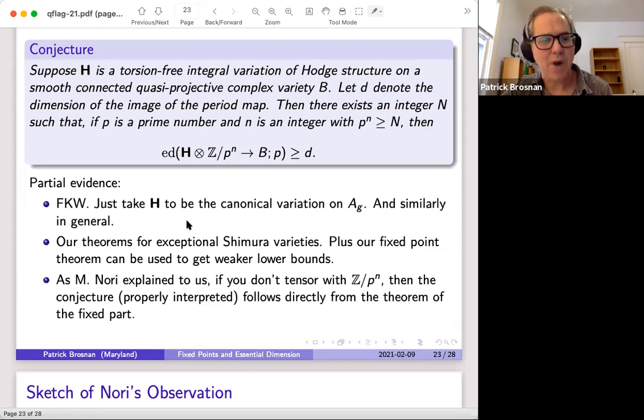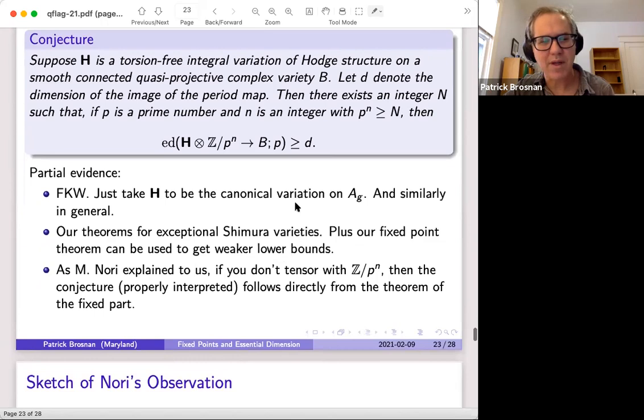Okay, and here's the partial evidence. Like in FKW, you could just take H to be the canonical variation in the case of AG, and similarly in general. Our theorems prove it for exceptions for E7, Shimura varieties. Plus our fixed point theorem, we could use it to get a lower bound, but it's not this good. It's not saying it's the dimension of the image, but weaker.